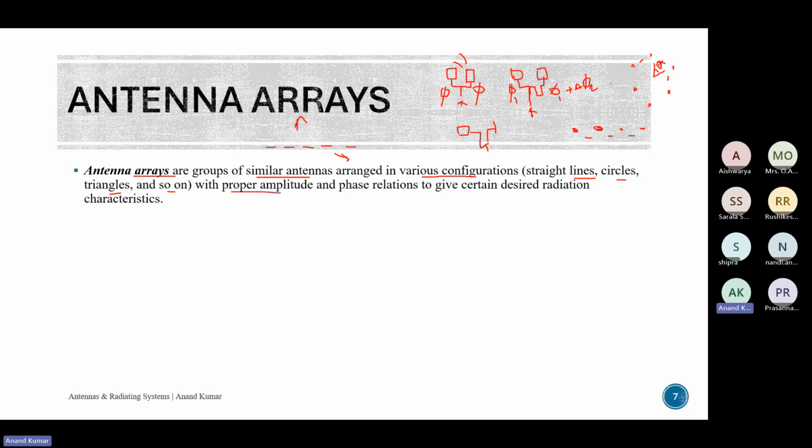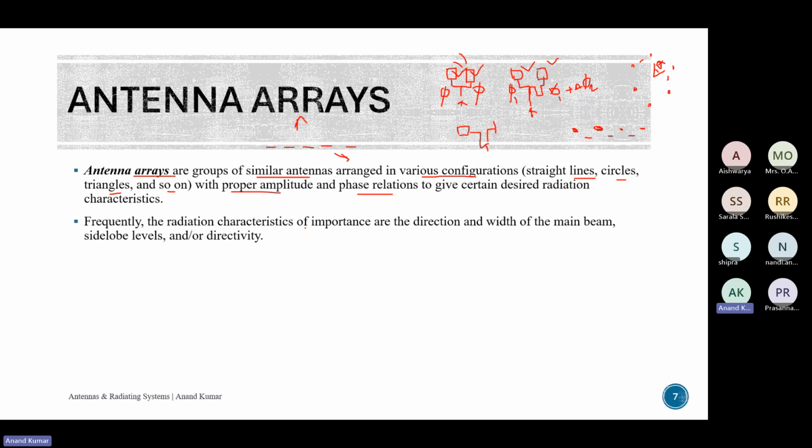They could also be arranged with proper amplitude. We can have similar power delivered to the different antennas, or different power delivered to each antenna, and phase relations. As we talked about over here, we could have them at different phases, or at the same phase, for the power being delivered to them. So based on the power being delivered to the different elements, the phase delay between the elements, or how the elements are arranged, we can form different antenna arrays.